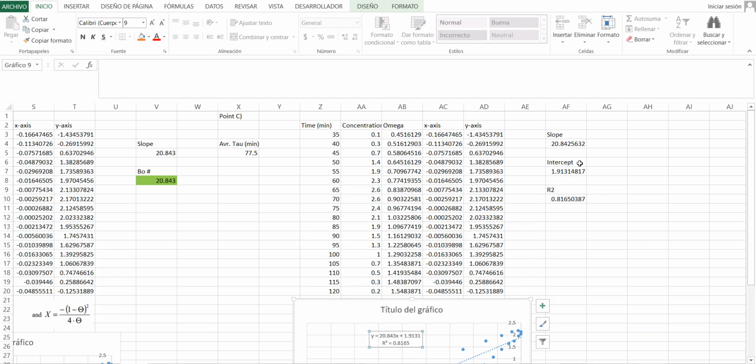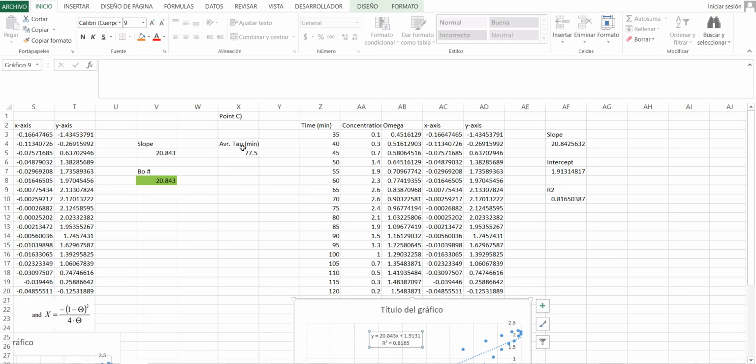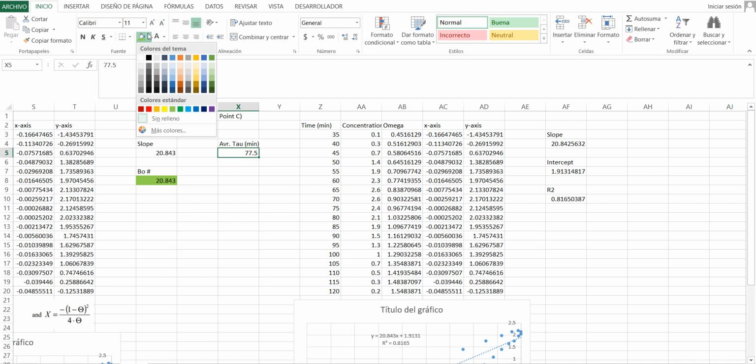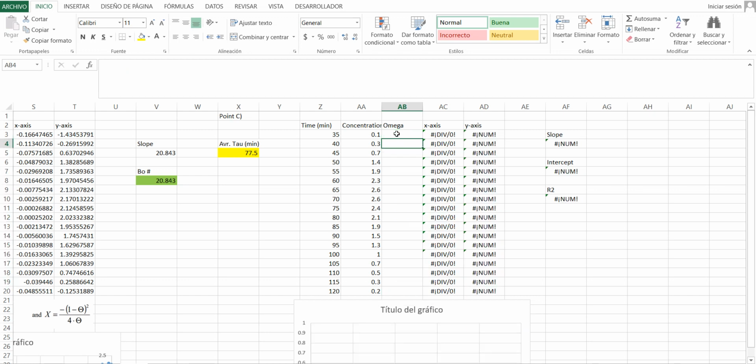So let's read once again the problem. Improve your calculation by variation of the mean residence time. Okay, so it says that we need to change the mean residence time. This one is going to be changed in this point somehow. So let's not forget that omega depends on this average residence time, t over tau.